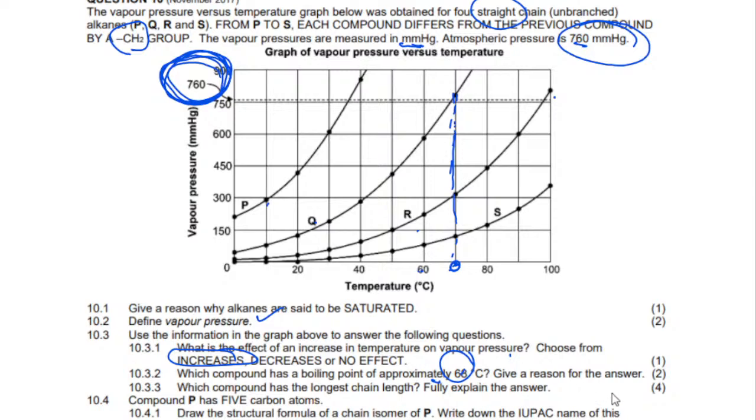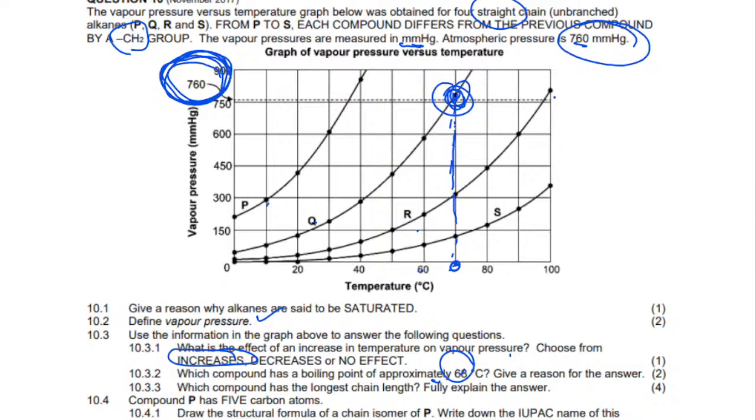Give a reason for your answer. What are you going to say? It is the temperature where the vapor pressure of Q equals the atmospheric pressure, which is 760 millimeters of mercury. In other words, if you look at the graph, that's where the two intercept. So that's the boiling point of that compound. Sometimes the questions are a bit tricky, so you have to look at what is being given so that you are able to answer them.